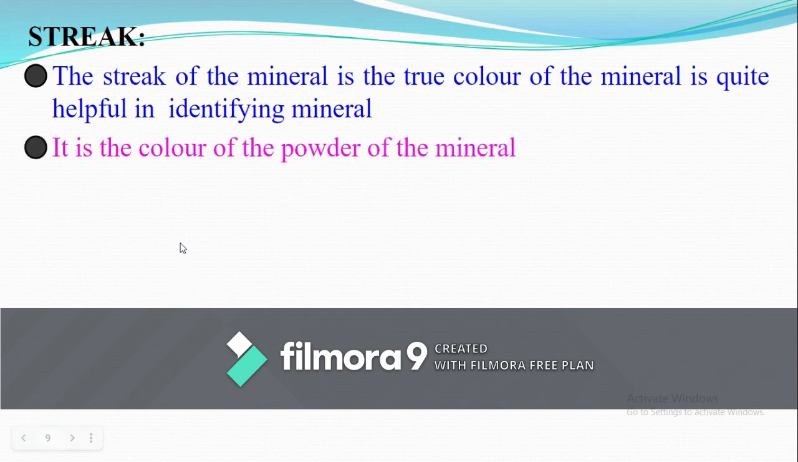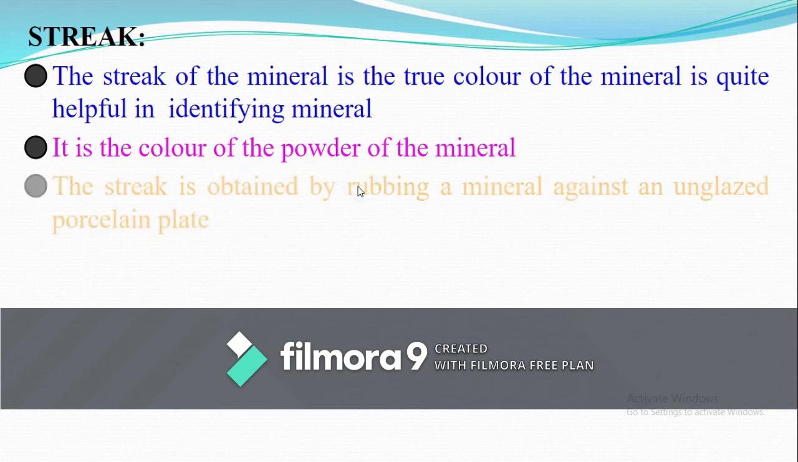This is called streak. Now it is the color of the powder of the mineral. How can you obtain it? You obtain it by rubbing. You just rub the mineral against an unglazed porcelain plate. There are certain plates; it is in our laboratory also. Whatever color it shows is the color of the powder of the mineral. In general, the color of the mineral and the streak are more or less the same, but there are certain variations in some minerals. These are very important.